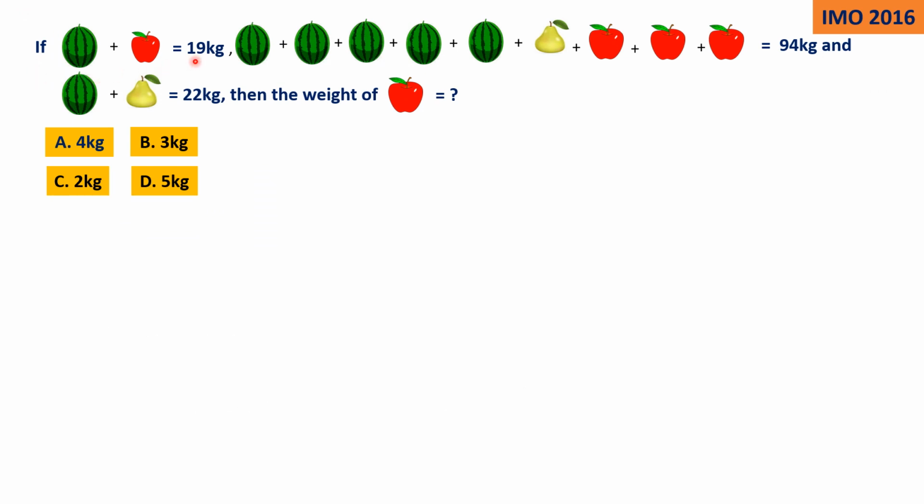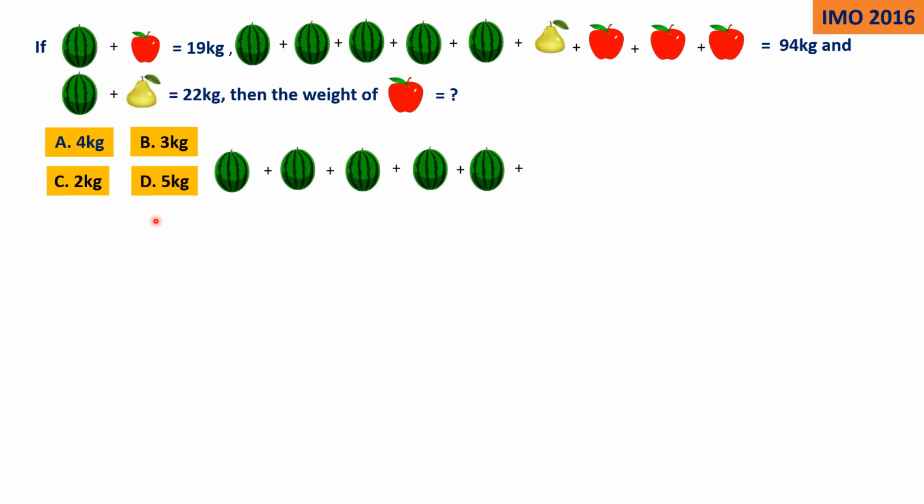If watermelon plus apple is equal to 19 kg. 5 watermelons plus pear plus 3 apples is equal to 94 kg, and watermelon plus pear is equal to 22 kg, then the weight of apple is how much? Option A 4 kg, option B 3 kg, option C 2 kg, and option D 5 kg. Let's rewrite the expression.